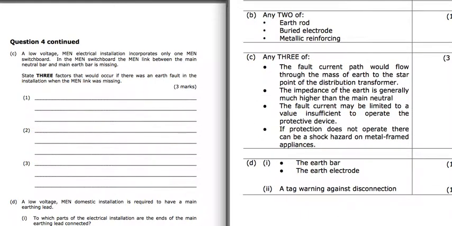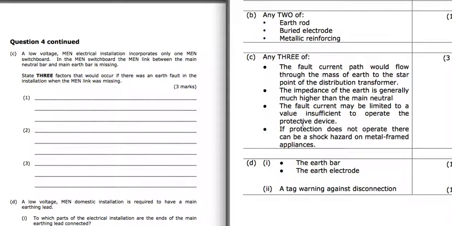So the fault current path would flow through the mass of earth to the star point of the distribution transformer. The impedance of the earth is generally much higher than the main neutral, so we're relying on that mass of earth and the moisture in the earth to get our current back. The fault current may be limited to a value insufficient to operate the protective device.